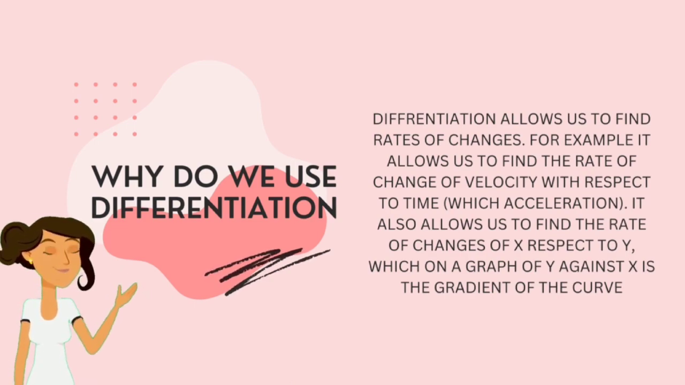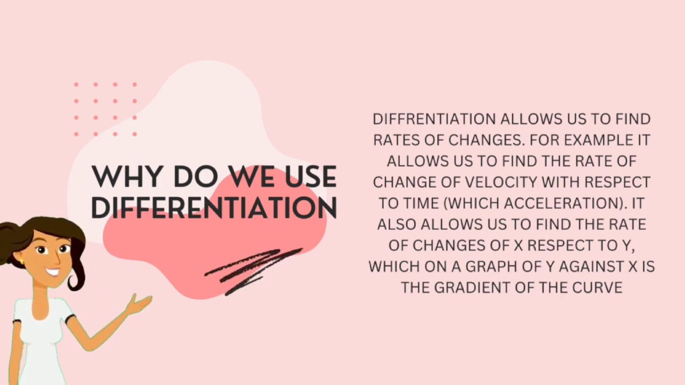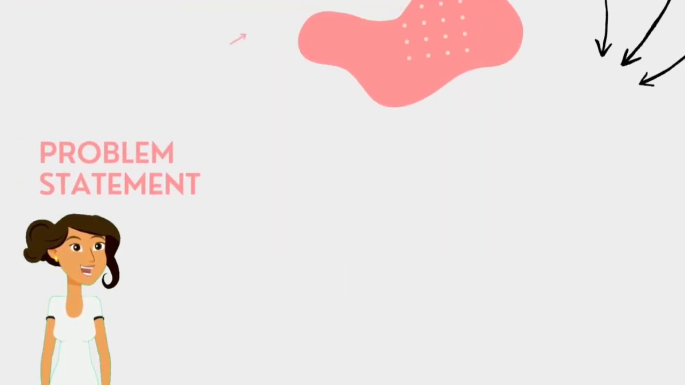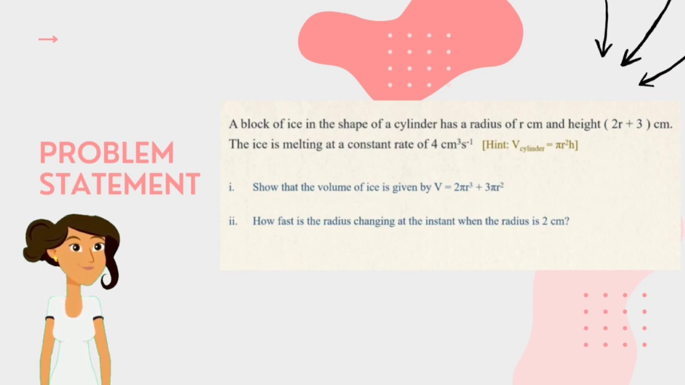For example, it allows us to find the rates of change of velocity with respect to time, and it allows us to find the rate of change of y with respect to x, which on the graph of y against x is the gradient of the curve. The usage of graphs proves to be very useful to calculate the profit and loss in business and temperature variations. In this case, we are going to find the rate of change of melting ice.